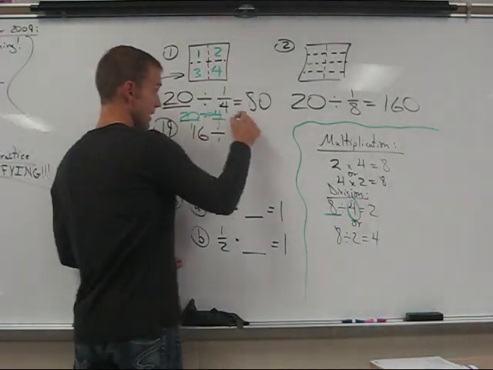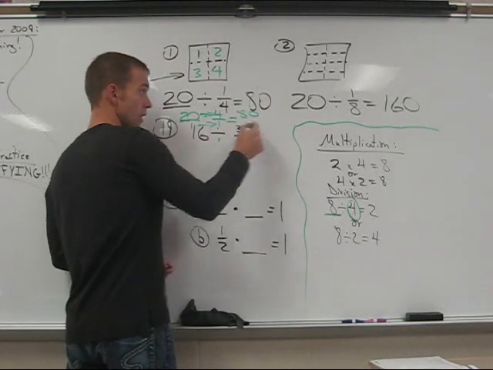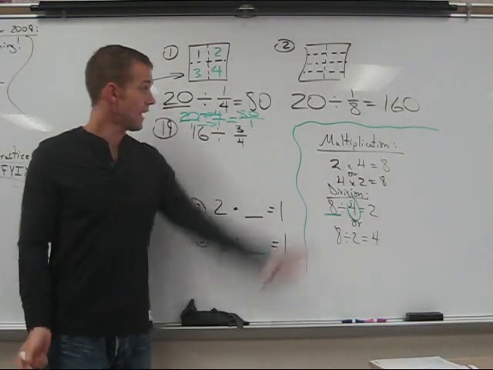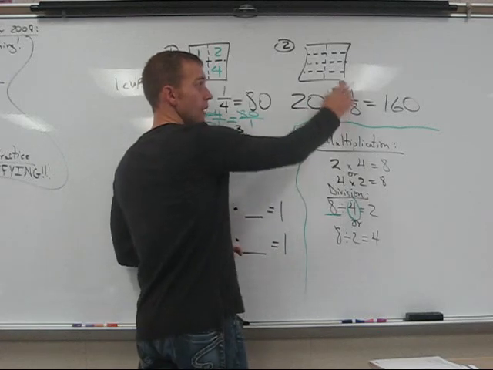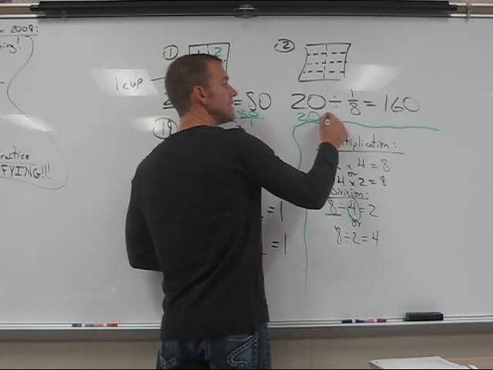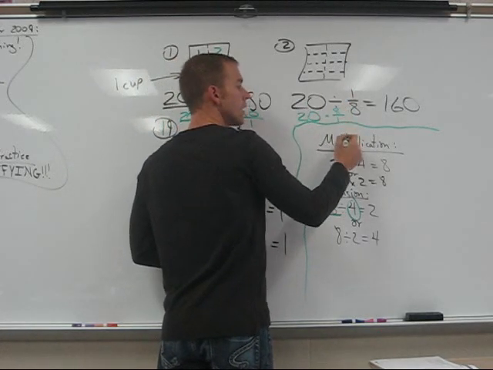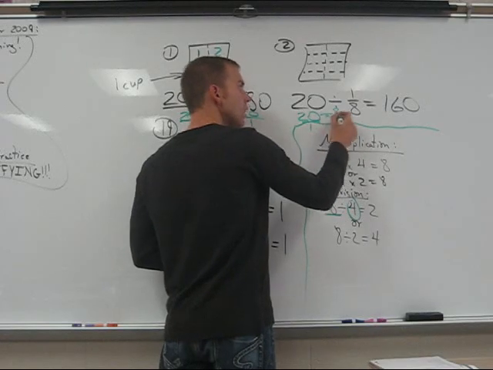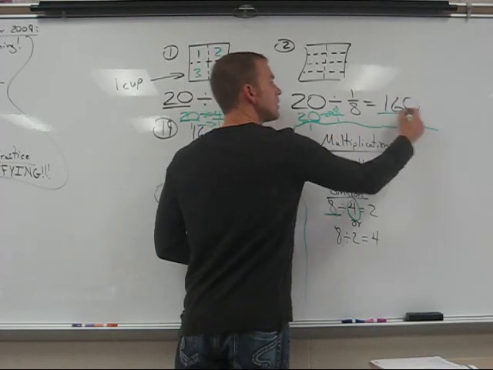That's it. Hey, if I were to complete this multiplication sentence, it would look like this. Hey, 20 times 4 is 80. 1 times 1 is 1. This is not crazy. Same thing over here. Hey, 20 divided by 1/8 is the same thing as 20 times 8 over 1. Oh, okay. Yeah, 20 times 8 is 160. 1 times 1 is 1.